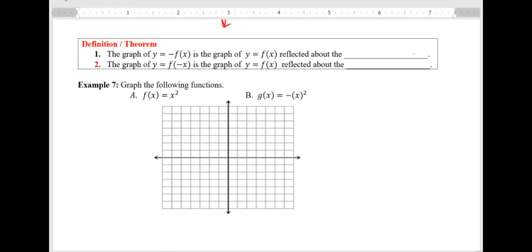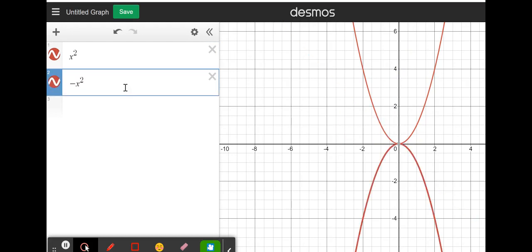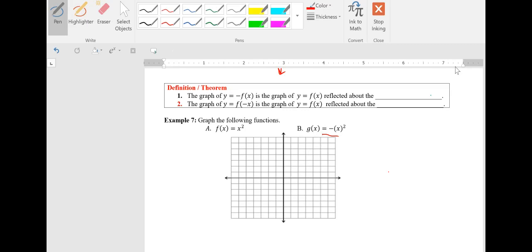So now we have the graph of y equals negative f of x is the graph of y equals f of x reflected about the, and then we'll fill in the blanks here in a second. So let's see what happens with our graph if we put a negative in front of the x squared. So here's my parent function. If I add a negative, then the graph opens downward, okay? So it flipped over the x-axis.